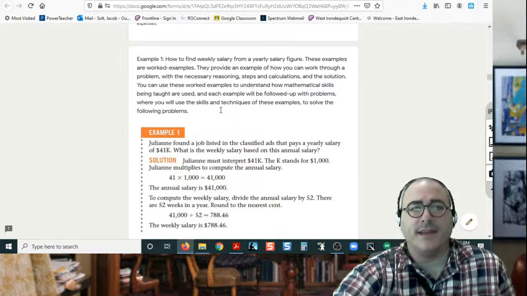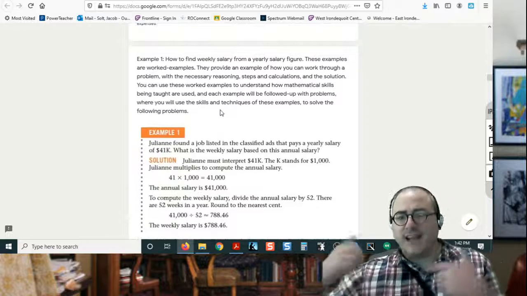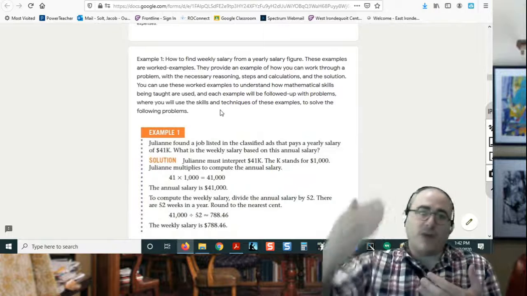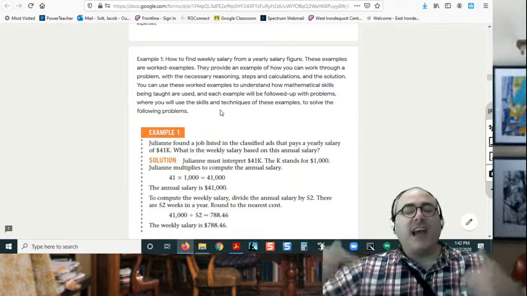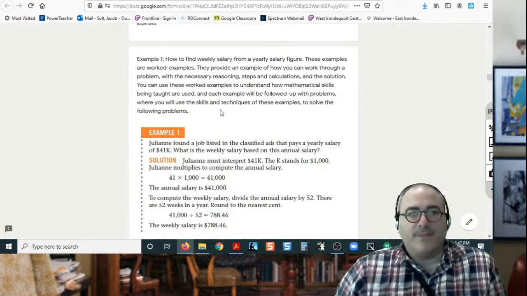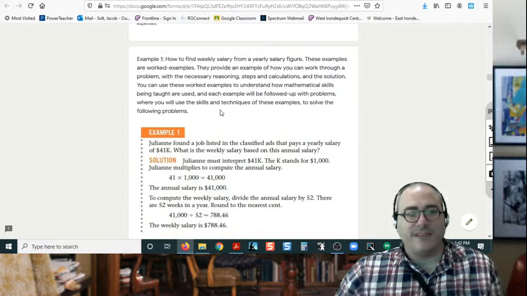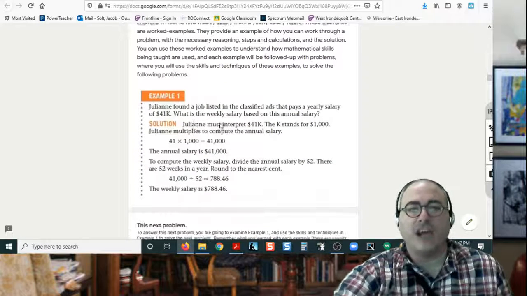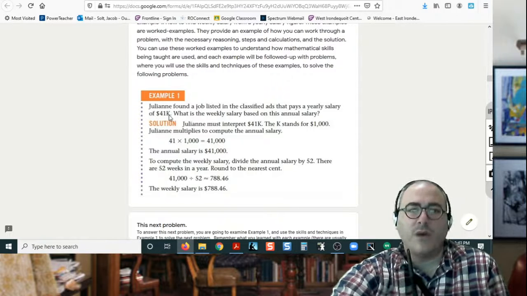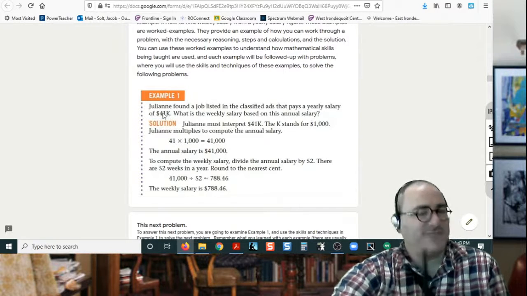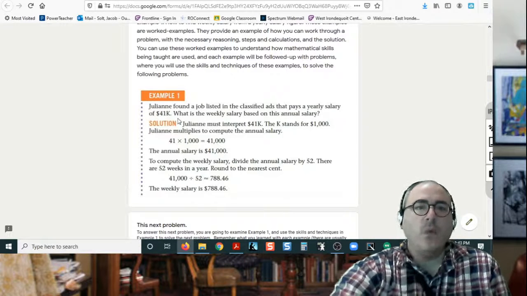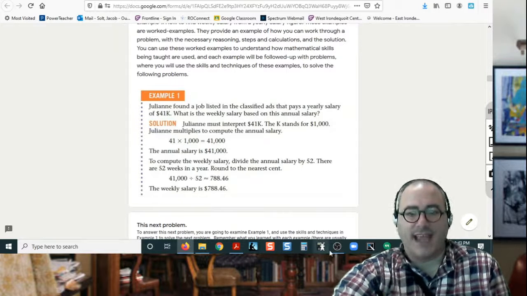All right. So example number 1, and this is kind of how we'll do things, is that we'll have an example. It's a worked example. So I give you a problem, there's going to be a solution, and then that'll help you solve questions like it, after this. So the example is how to find a weekly salary from a yearly salary. Julianne found a job listed in a classified ad that pays a yearly salary of $41K. What's $41K mean? $41K means 41,000, right? This K stands for 1,000. What is the weekly salary based on this annual salary?